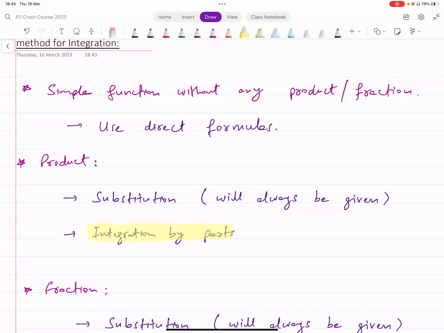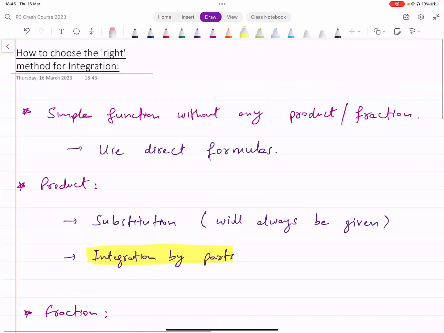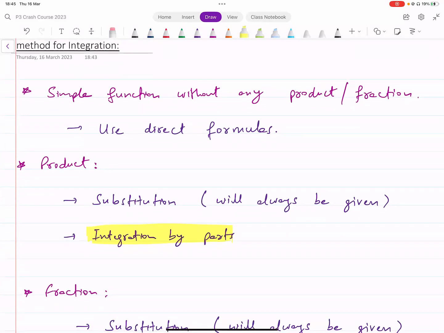So that's pretty straightforward, in the sense that you don't have to think much when deciding how to integrate a product, because if it is substitution, they will tell you. If they don't tell you to use a substitution, then the only other method that you have is integration by parts. Of course, integration by parts itself sometimes turns out to be a relatively complicated process, but deciding what method to use here will not be a problem.